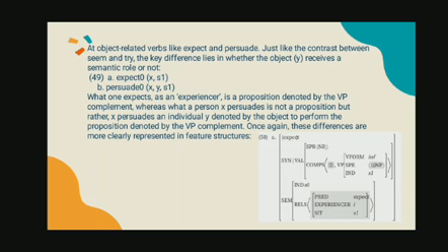What one expects as an experiencer is a proposition denoted by the VP complement, whereas what the person X persuades is not a proposition, but rather X persuades an individual Y denoted by the object to perform the proposition denoted by the VP complement. Once again, these differences are more clearly represented in feature structures.